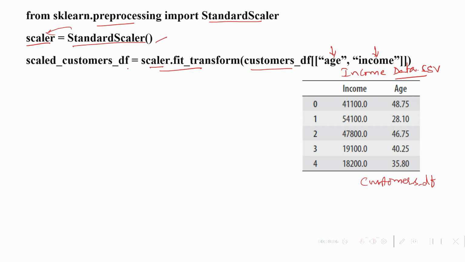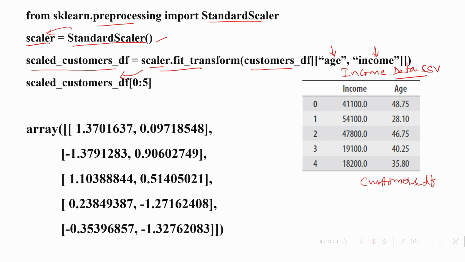Okay, now after applying this, what happened? The data is going to be transformed into a scaled format. The transformed, scaled dataset is named scaled_customers_df. It contains the converted data, that is the scaled data, not the original dataset. Now if you display scaled_customers_df rows 0 to 5, I display some of the column data.